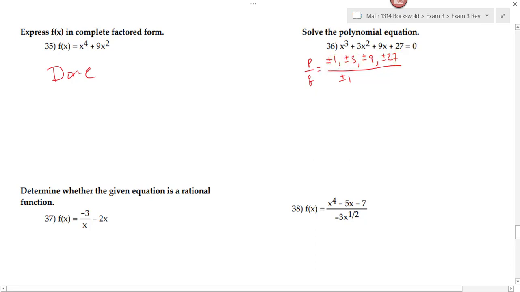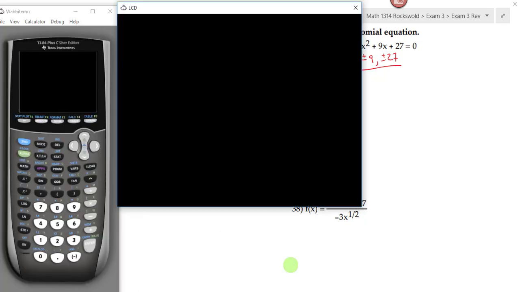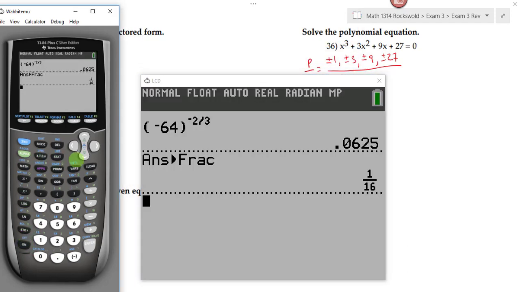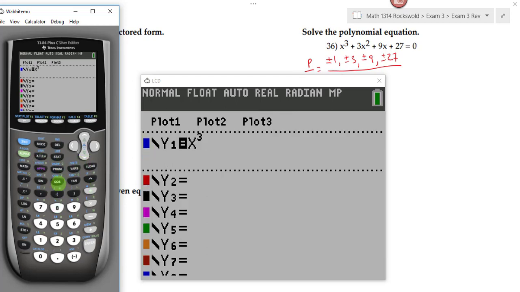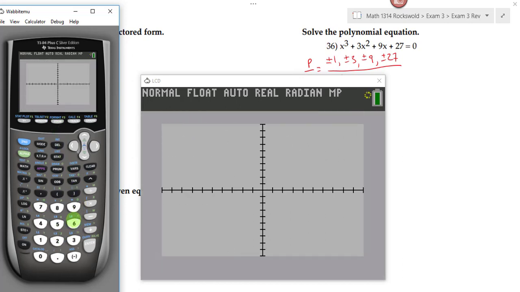The easiest way to do this, since you have a graphing calculator, is to go ahead and graph the function and see which of those real roots it looks like your answer will be. So we begin by graphing the function x cubed plus 3x squared plus 9x plus 27. I'm going to graph this by hitting zoom 6 to look at it on a standard window. And if I don't see an x-intercept, I may have to go out to the 27s. I'm not seeing all of my roots.